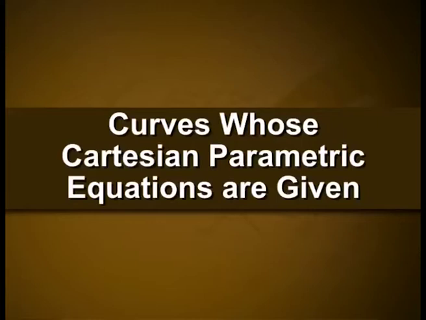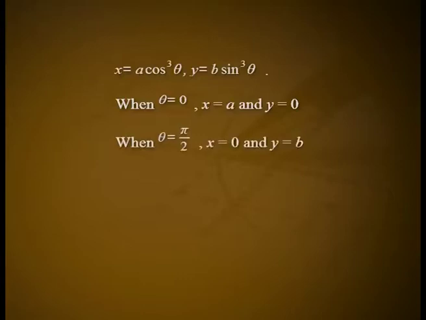Curves whose Cartesian parametric equations are given. The following examples will illustrate the process. Example 5. Trace the curve with parametric equations x = a cos³θ, y = b sin³θ. When θ = 0, x = a and y = 0. When θ = π/2, x = 0 and y = b.